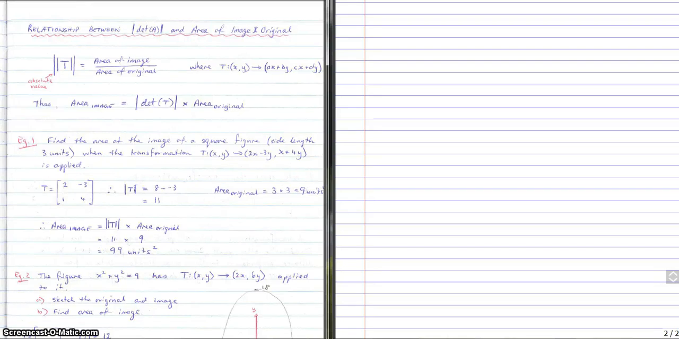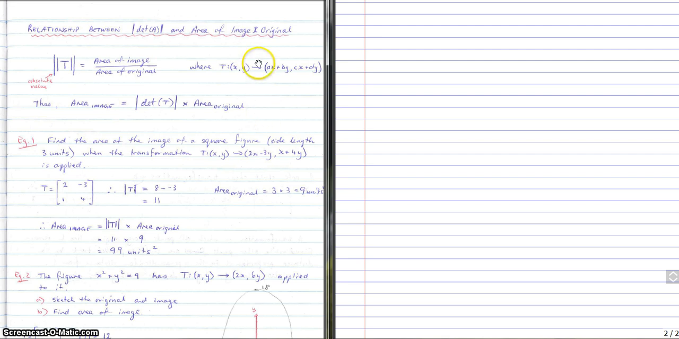Okay, we're back, and we're looking at the relationship between the absolute value of the determinant and the area of the image and the original. So you remember that we've looked at shapes, whether it be a circle or the unit square or something else. Those shapes have an area associated with them, those enclosed shapes. If we apply a linear transformation to them, then those shapes change, and there is a connection between the area of the original shape and the image and the determinant of the matrix associated with the transformation.